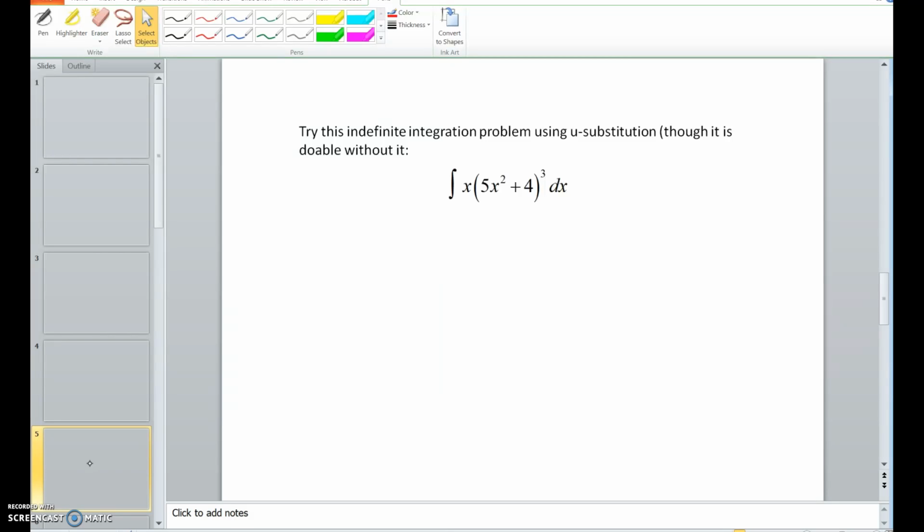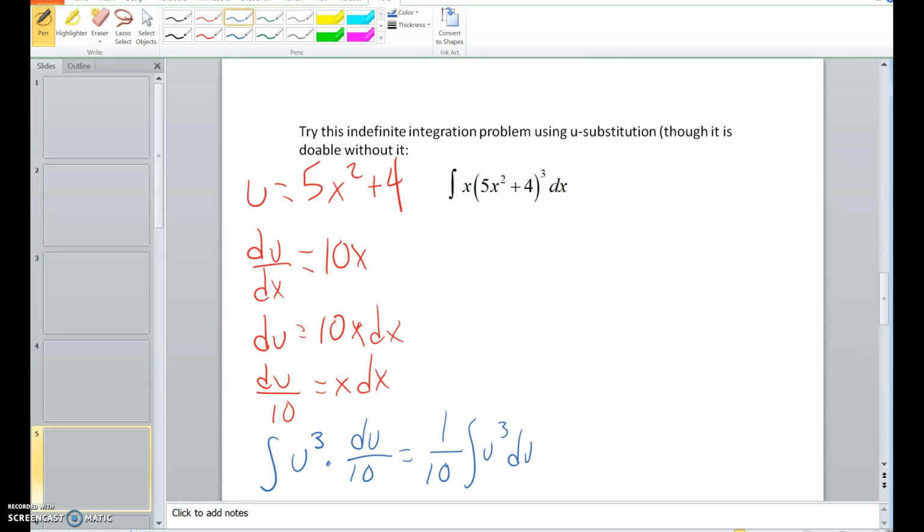Okay, so here's an indefinite integration problem, so we don't have to worry about any bounds. Let's go ahead and try to use u substitution to do it. So first I want you to figure out what you think u should be equal to. Then go ahead and rewrite this integral all in terms of u, and then we'll actually go ahead and do it. Okay, so here I will decide what u should be, and I think u should be equal to 5x squared plus 4. Okay, now take a second to rewrite this problem in terms of u.